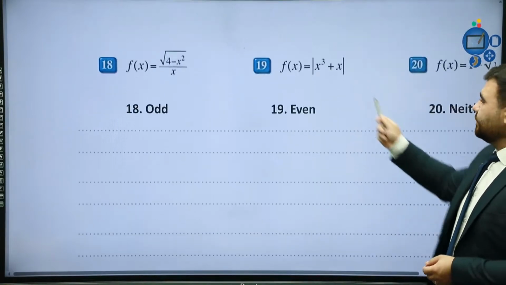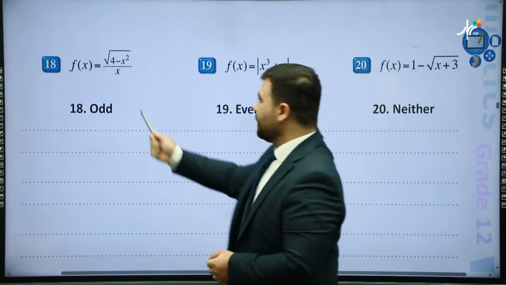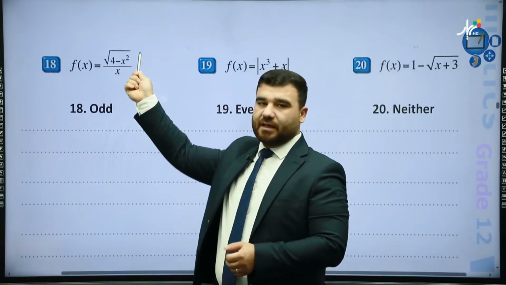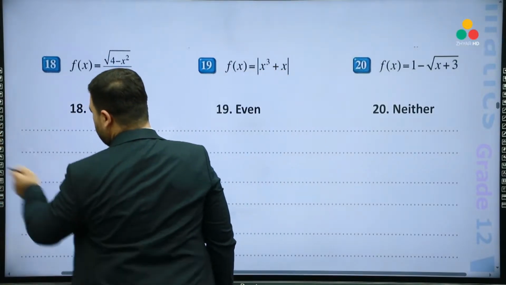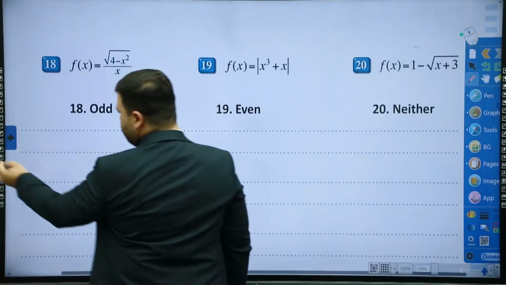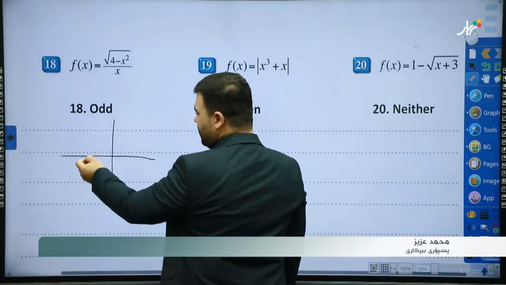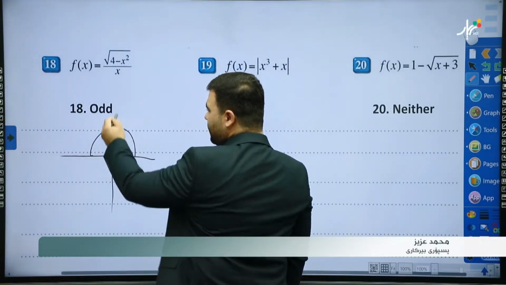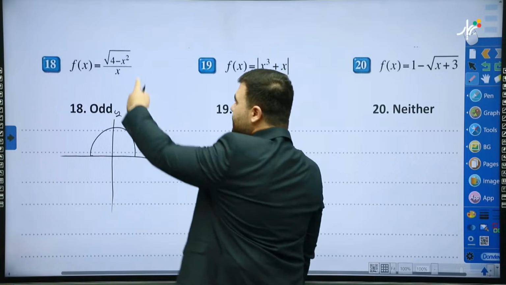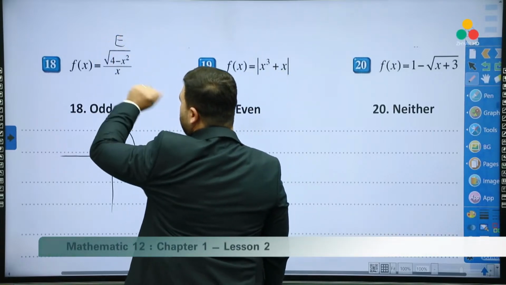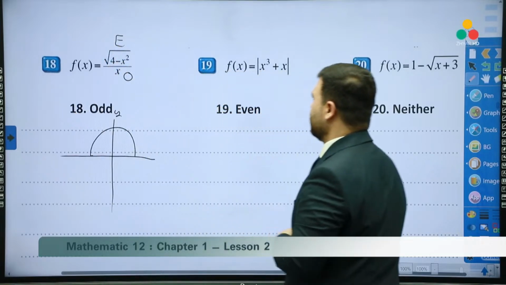We have more exercise. Here, this is the graph of a semicircle. And semicircle is a symmetric graph. If this is an xy axis, semicircle is even because the y-axis cuts the graph of semicircle into two identical pieces. Means the numerator is even. The denominator is odd, so even divided by odd will be odd. This is the fast way.